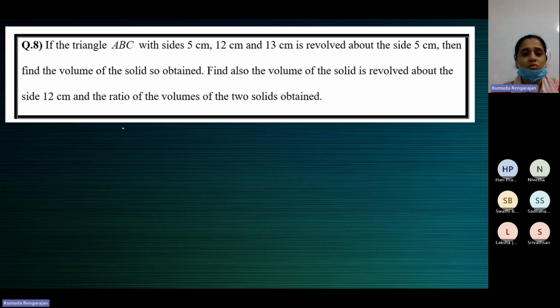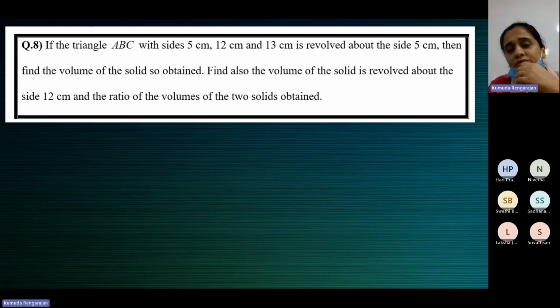So now in this question, if the triangle ABC with sides 5, 12, 13 is revolved about the side 5 centimeters, that means 5 is kept fixed. It's revolved about that side 5 centimeters. If it's made to turn, the solid generated is a double cone. I'm sorry, the solid generated is a right circular cone. Then find the volume of the solid obtained.